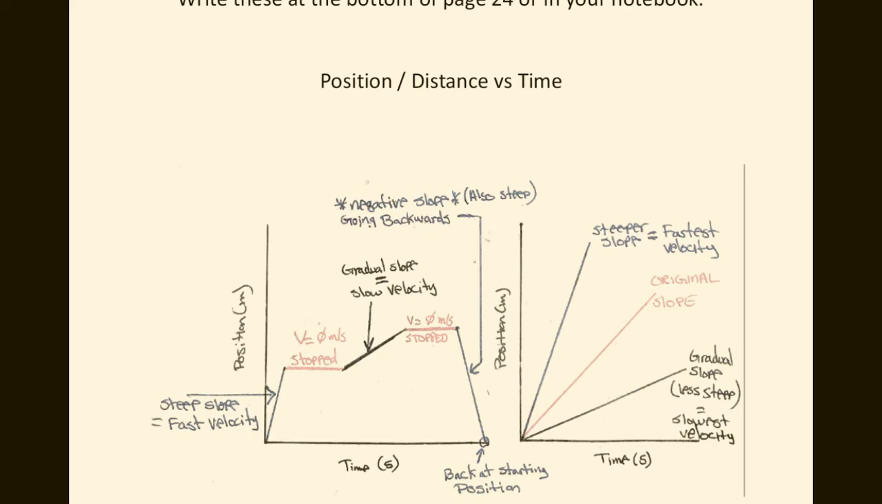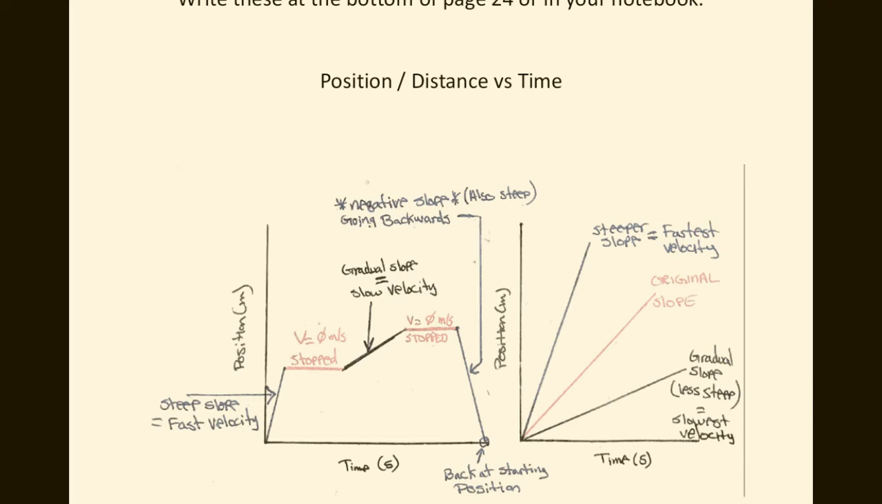Going to the line to the right of it, we have what's considered to be a gradual slope. In this case, we have a slower velocity compared to the steeper slope that we saw in the very first line. It takes us a lot longer to travel that amount of distance compared to the rate that we were doing originally. In the fourth line, again, the object is stopped. Velocity is equal to 0 meters per second because the position is not moving, but time continues to go.